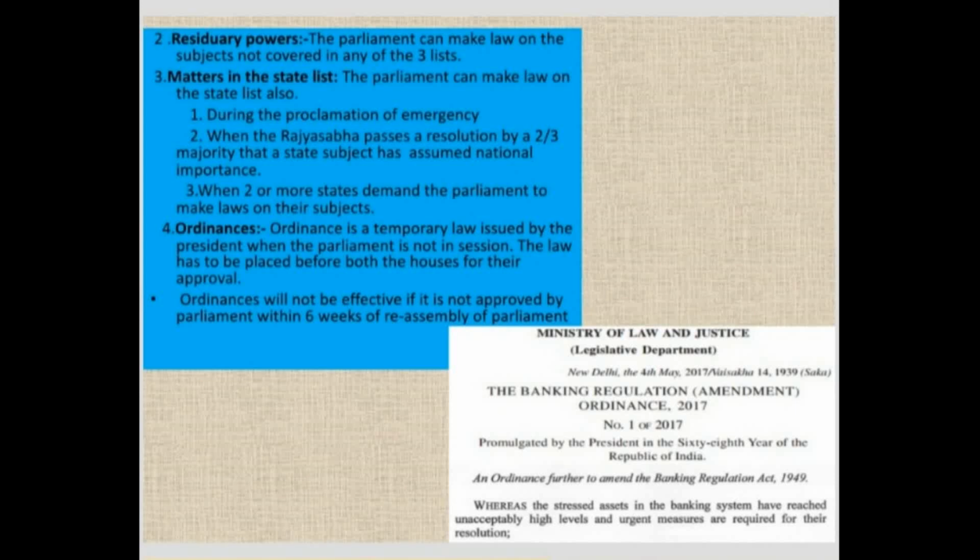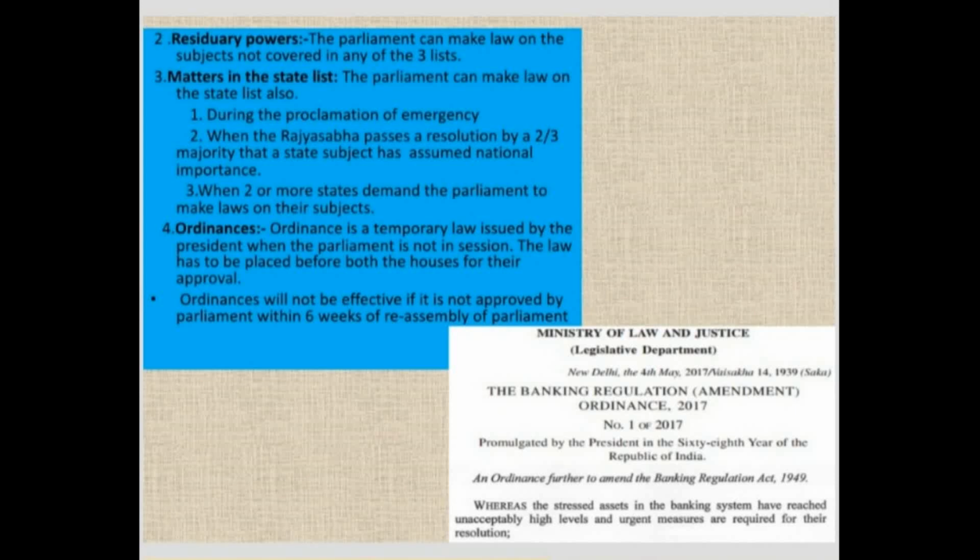Coming to the ordinance making powers, let us see what an ordinance is. An ordinance is a temporary law issued by the president when the parliament is not in session. When parliament is in session, it can make laws, but when the session is not there, the government implements the required laws through ordinances, which are nothing but temporary laws. The law has to be placed before both houses for their approval again in the next meeting, otherwise it will not be effective. The ordinance must be approved by parliament within 6 weeks of its reassembly.